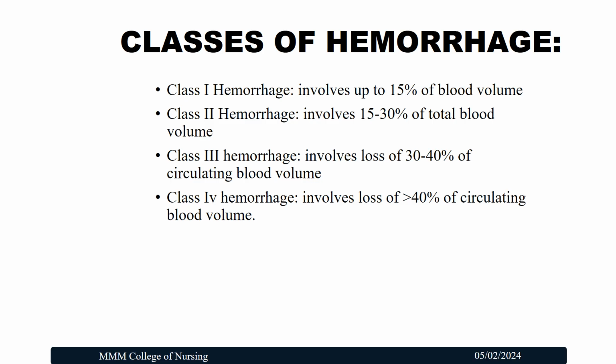And these are the classes of hemorrhage. Class 1 hemorrhage involves up to 15% of blood volume, and class 2 hemorrhage, there is 15 to 30% of total blood volume loss. Class 3 hemorrhage, here there is a loss of 30 to 40% of circulating blood volume, and under class 4 hemorrhage, it involves loss of more than 40% of circulating blood volume.